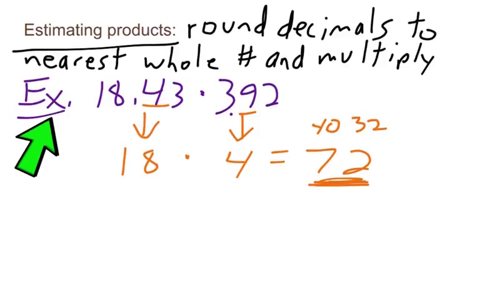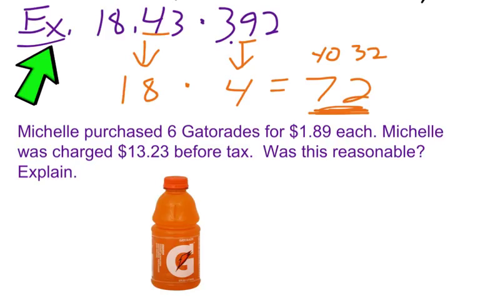Now let's apply that to a real situation. Like let's say you're at the store and you're going to get Gatorades. All right, so let's say Michelle purchased 6 Gatorades for $1.89 each. Michelle was charged $13.23 before tax. Was this reasonable? Explain.